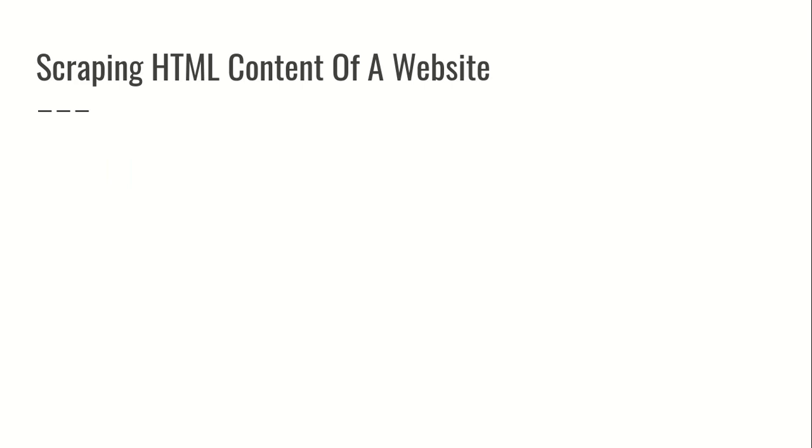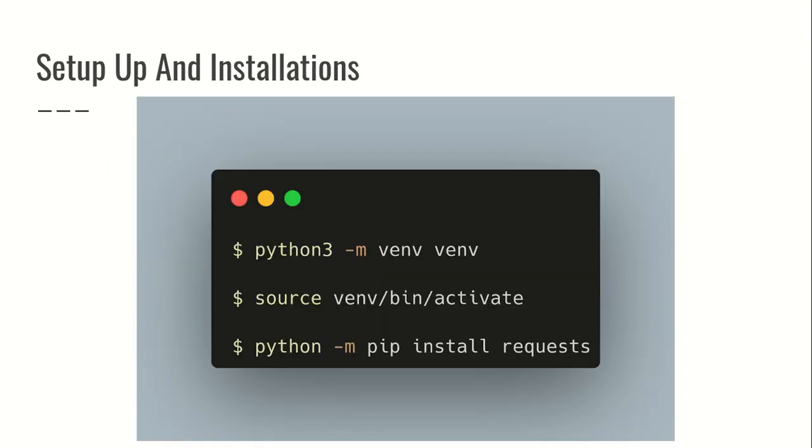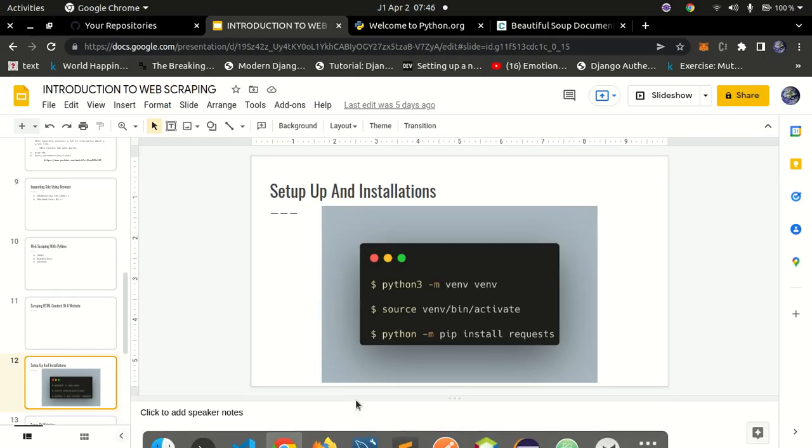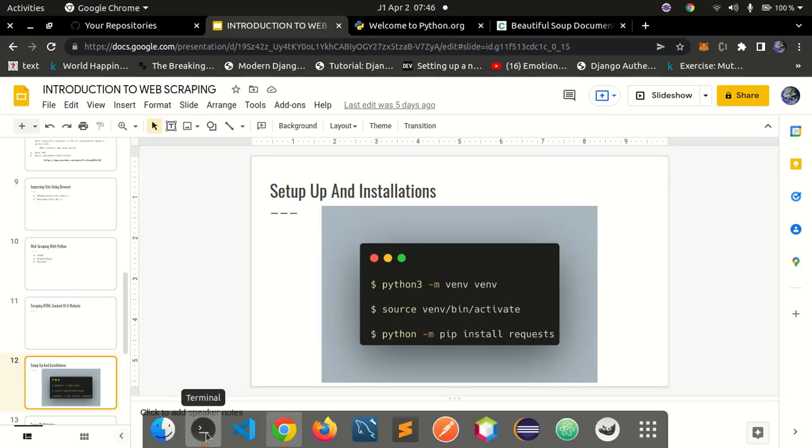Just the basic HTML content from a web page, not any specific information, just the basic HTML. So the first thing you need to do is create a virtual environment, activate the virtual environment, and then install requests. Okay, so go ahead and install requests. I'm just going to exit out of presentation mode, and then go into my terminal. So I'm just going to open up my terminal.